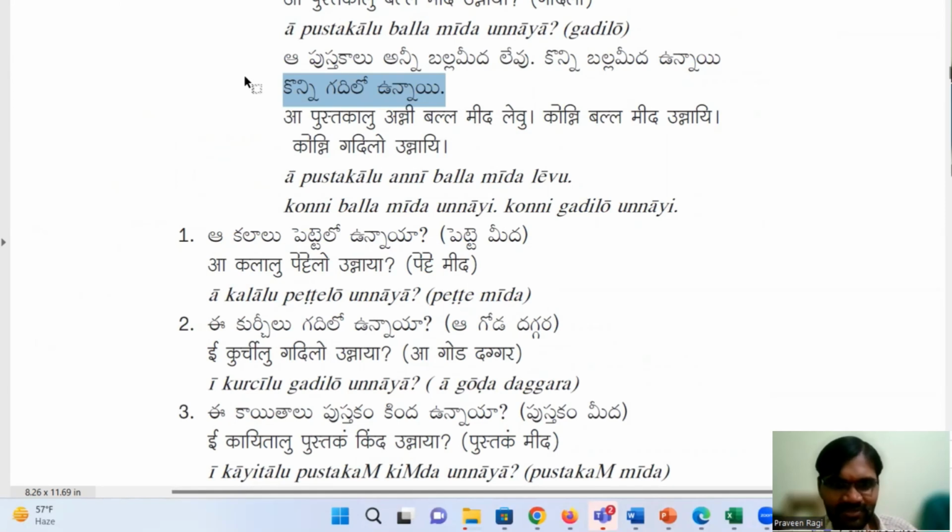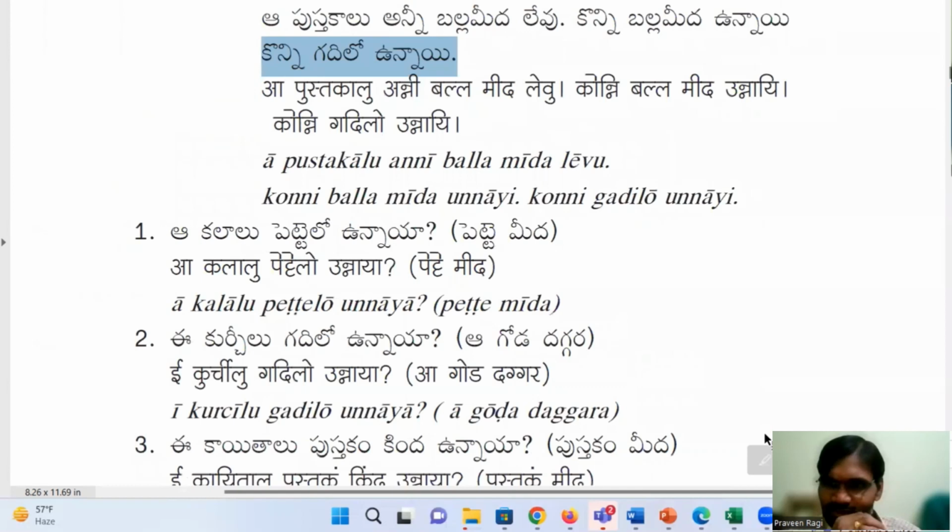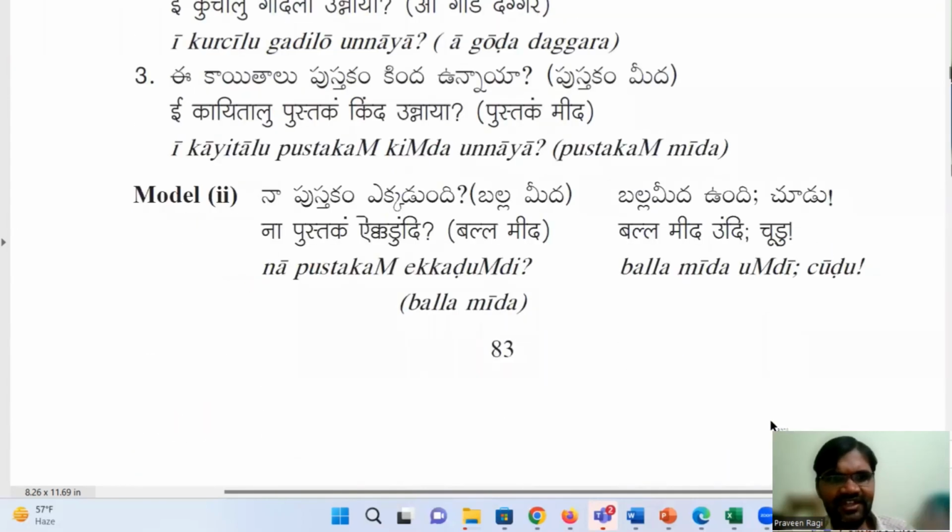Aa kagitalu pustakam kinda unnaya. So you need to use pustakam meeda in the second sentence. Okay. Aa kagitalu pustakam kinda anni levu. No need to say that, or we can say aa kagitalu anni pustakam kinda levu. Konni pustakam meeda unnai. Okay, perfect. Konni pustakam pakkana unnai. Pakkana or even low is also fine, because like a book, inside the book we can keep. Pustakam low unnai is also fine. Both are correct.